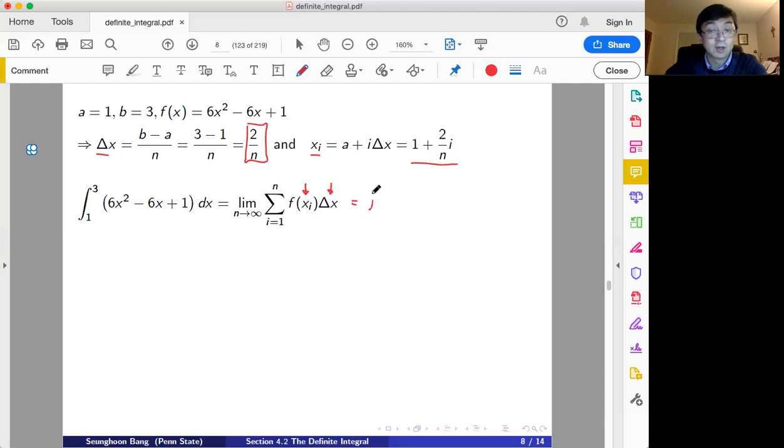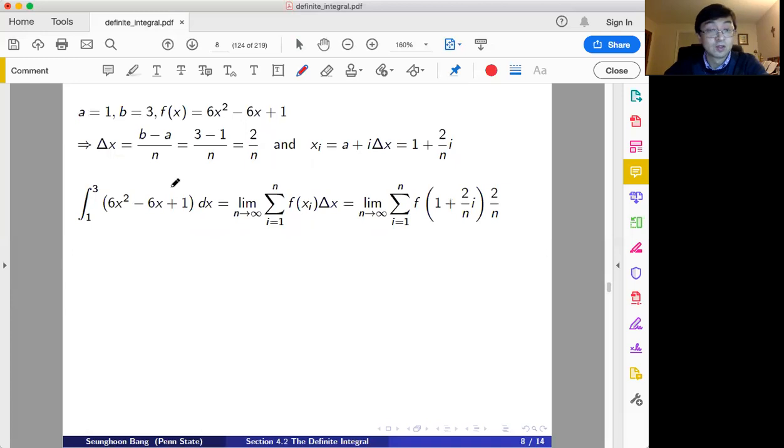So we have the limit as n approaches infinity of the summation from i equal to 1 to n of f of 1 plus 2 over n i, times delta x, which is 2 over n. So like this, right? So we have it.